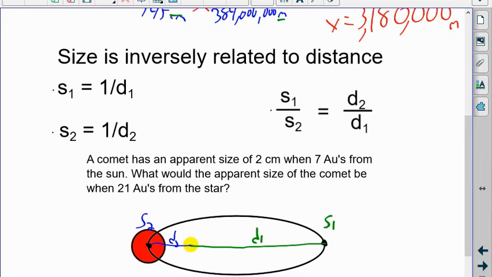S1 over S2 equals D2 over D1. I will give you that formula as well. Okay? You don't need to have that formula memorized. You just need to know how to apply it.